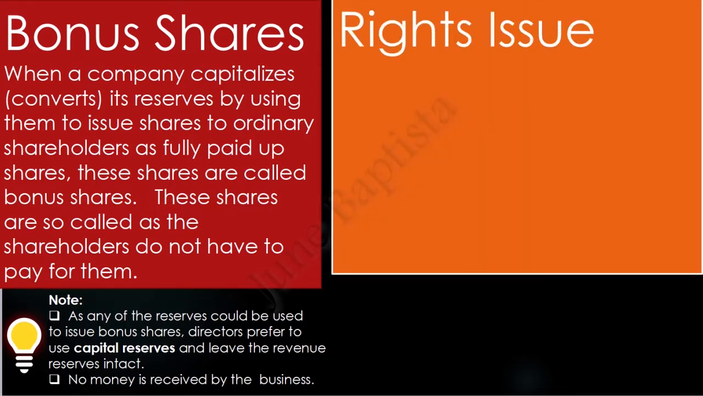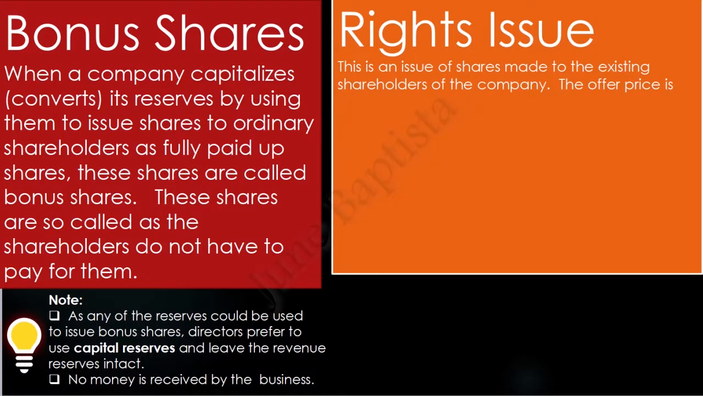What is a rights issue? This is an issue of shares made to the existing shareholders of the company. The offer price is generally below market price. What are the advantages of a rights issue?